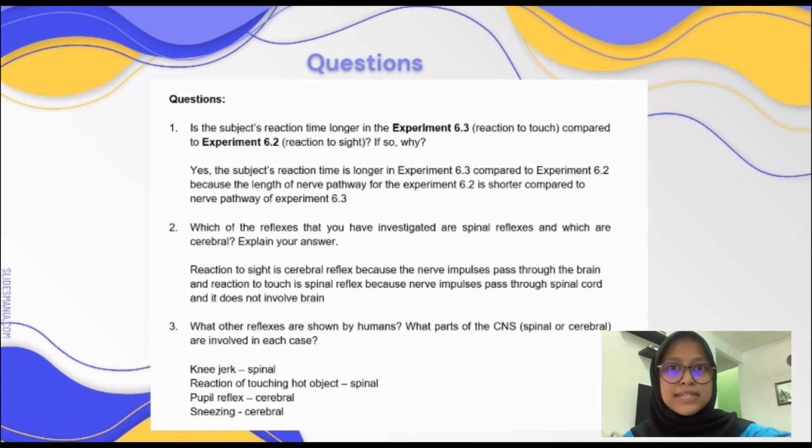And the third one is: what other reflexes are shown by humans and what parts of the CNS are involved in each case? Here we've given knee jerk, which is spinal; reaction to touching hot objects, spinal; pupil reflex, cerebral; and sneezing, cerebral.